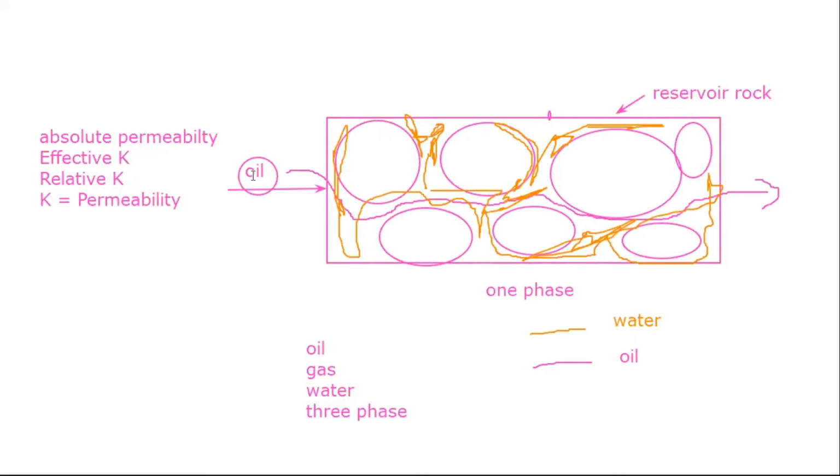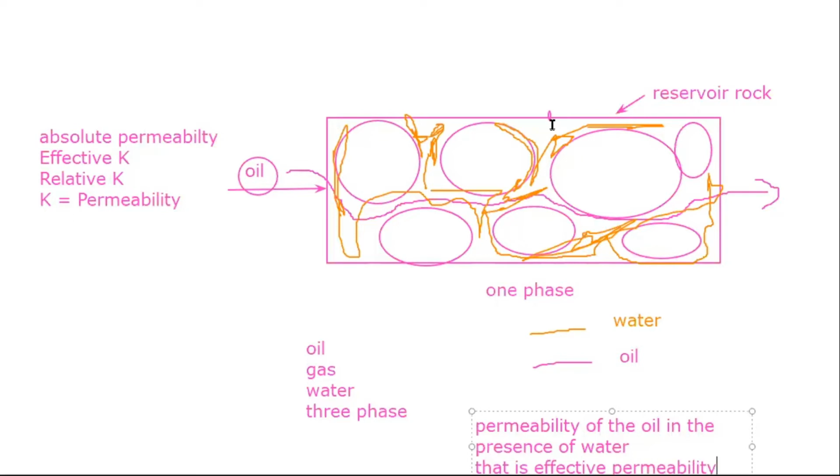Now, what is the permeability of this oil in the presence of this water? The permeability of the oil in the presence of water, that is the effective permeability. It is the permeability of a certain fluid in the presence of another, so it means there are two phases. This is called the effective one. Now we have the third permeability, which is the relative.